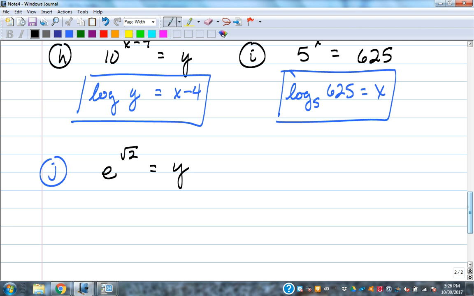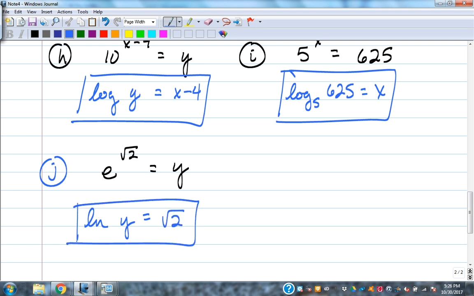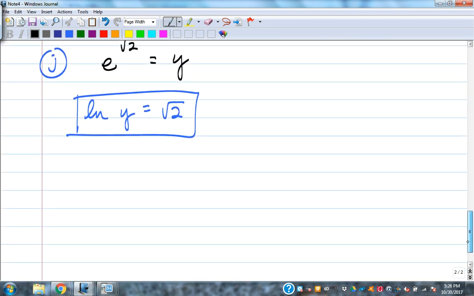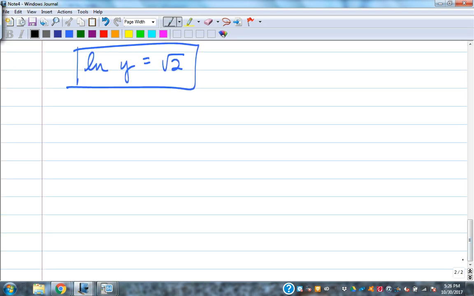What's our log? ln, natural log of equals 2. I got that. That's cake right there. Easy stuff. Okay, so let's use that to evaluate some logs without a calculator.